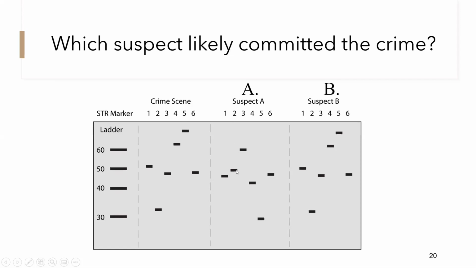Number 1 and number 2, if we compare, you can see that suspect A doesn't match up, but you'll see number 1 here, it matches completely, right? Number 2 is down here for the crime scene, number 2 is down here. So in this case, suspect B is matching really nicely to this crime scene. So in this scenario, with these 6 STR markers, you could probably say that suspect B was likely to have committed that crime.